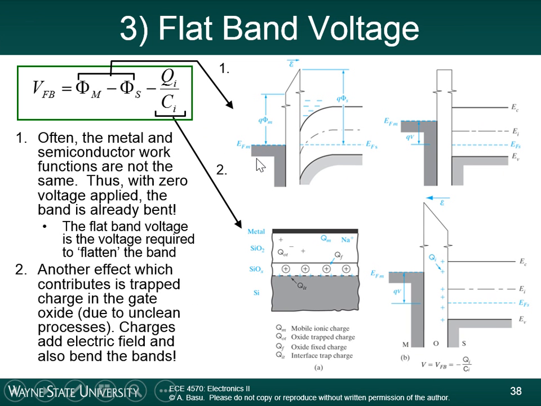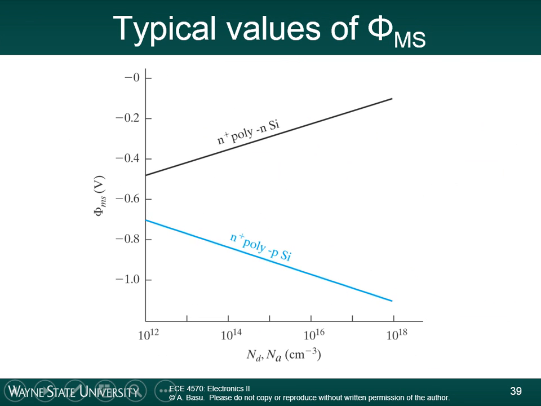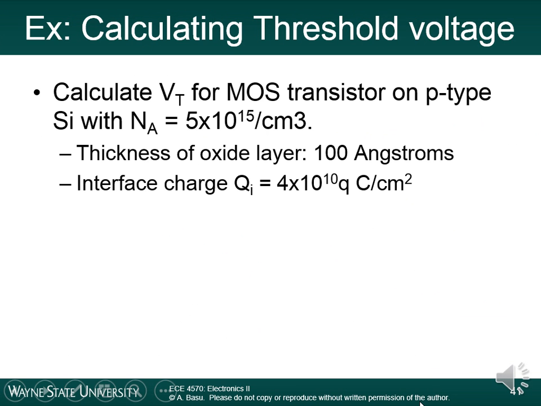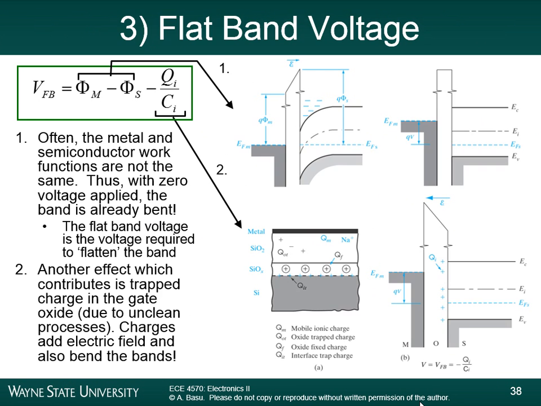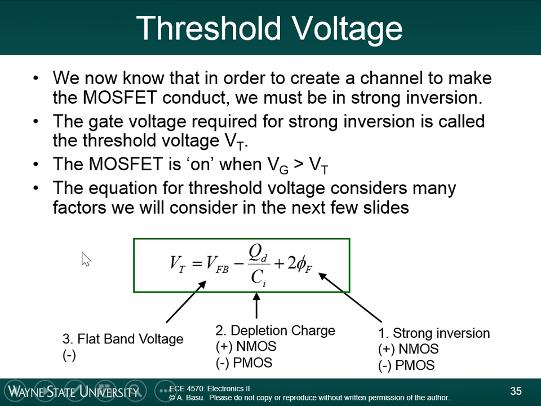The smaller Ci is, the more significant the Qi term will be. All right, so this affects the flat band voltage as well. Now, we're almost out of time here. Let me just do these last two slides here. So these are the three terms in the threshold voltage equation.